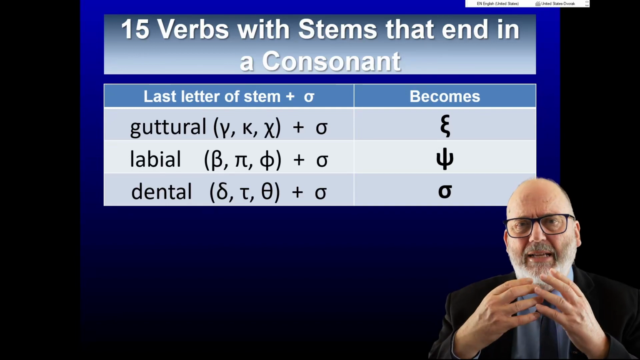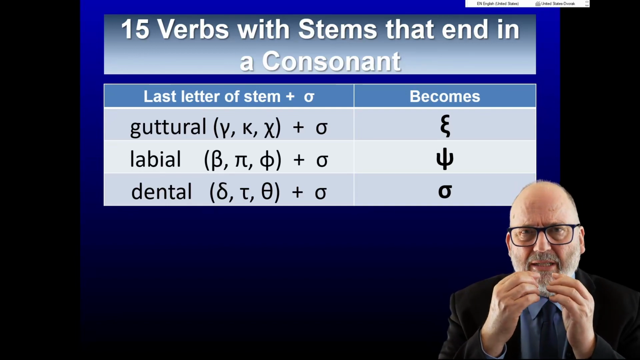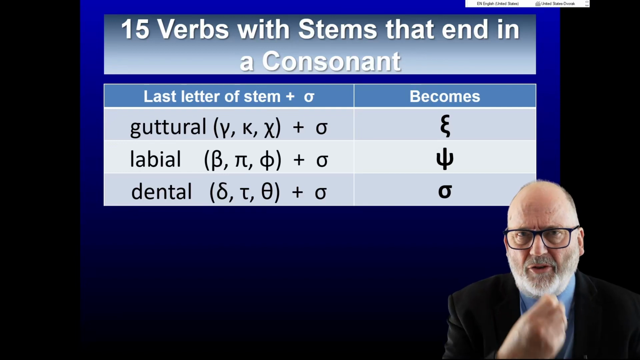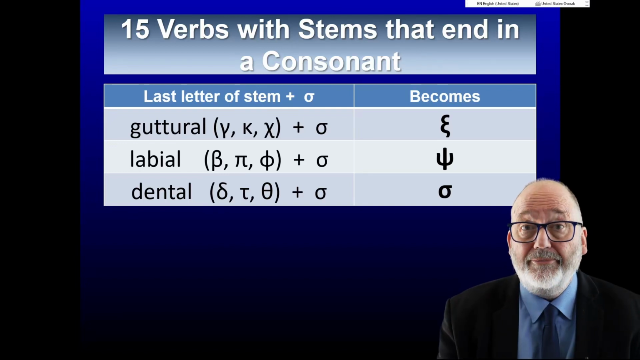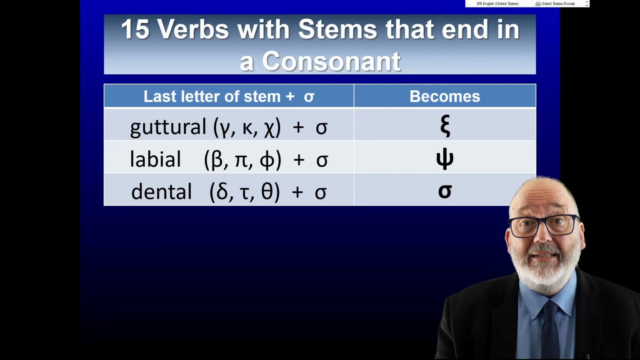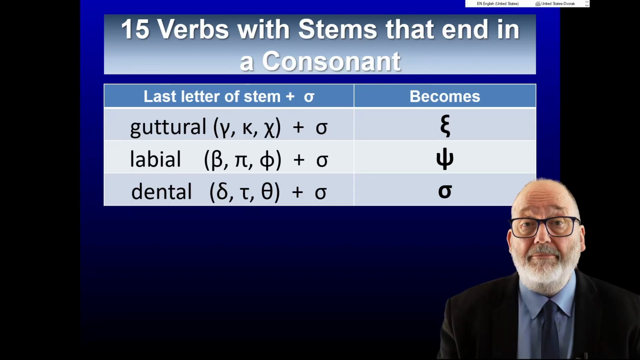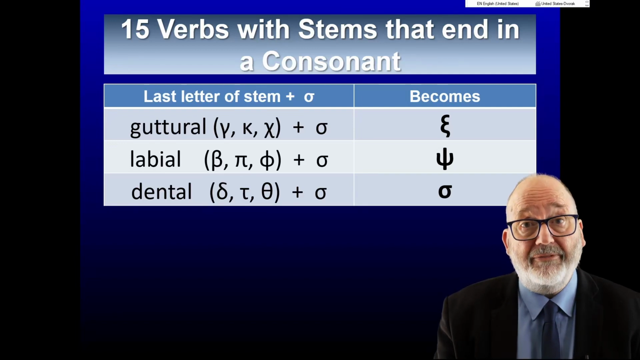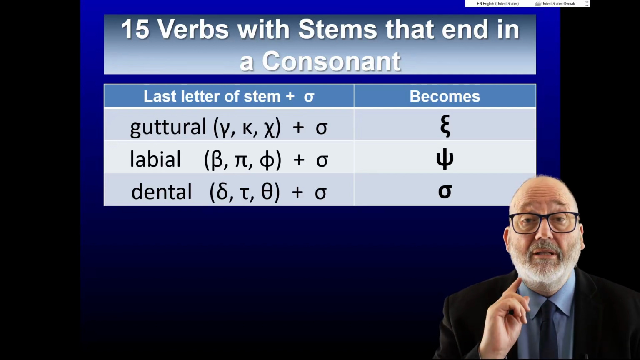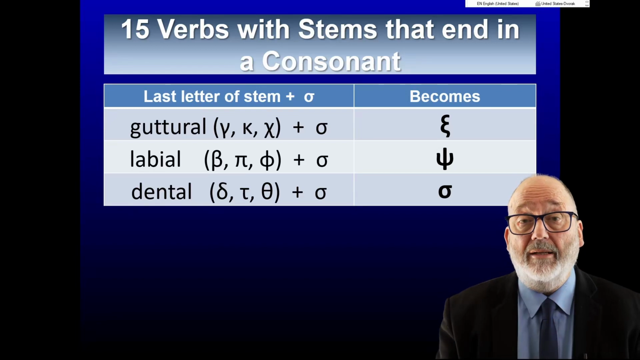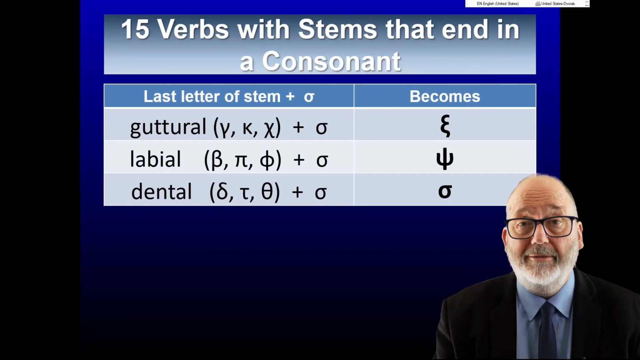Dentals, for example, are letters that you say using the front of your mouth. Teeth, dental. So, d, t, and th are all dentals. Labials belong in the middle of your mouth: b, p, and f. And gutturals take place towards the back of your mouth: g, k, and ch.